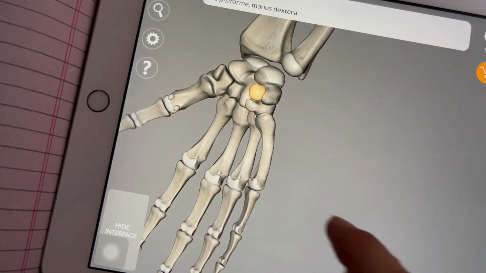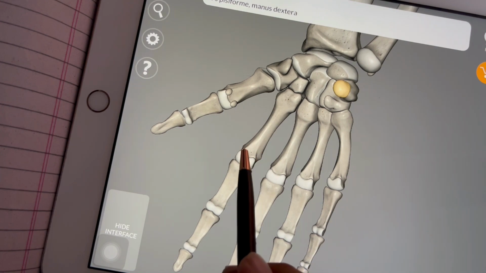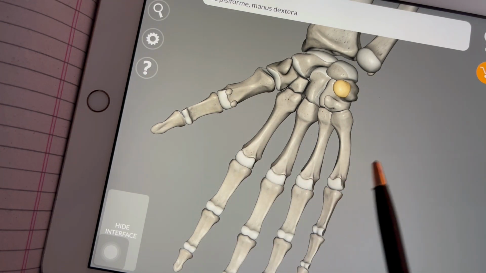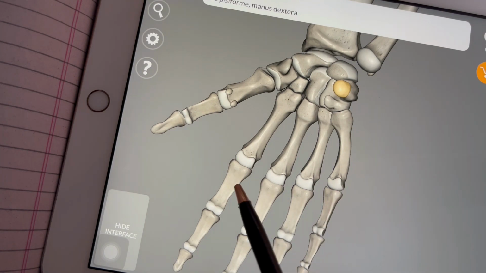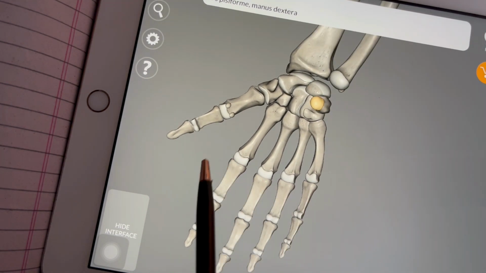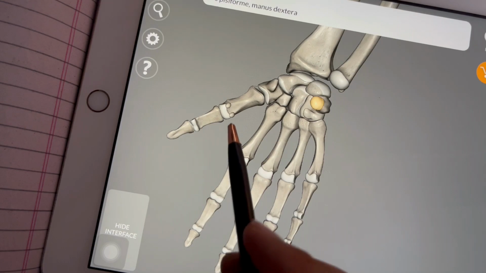Then the distal part of the metacarpal bone is called the head, and the head of each metacarpal bone articulates with the first phalanx of the digit. So this is all about the metacarpal bones. Then we have the phalanges bones, which form the digits of the hand. In total we have 14 phalanges.